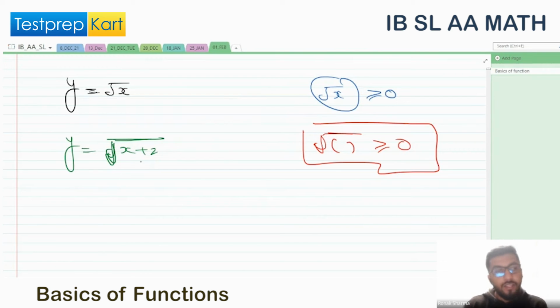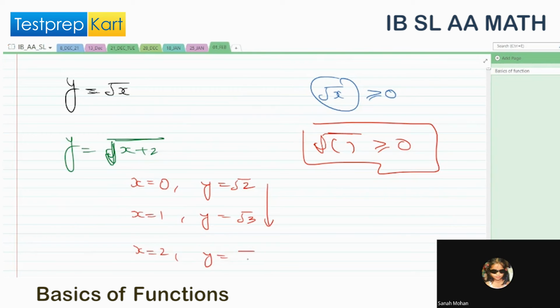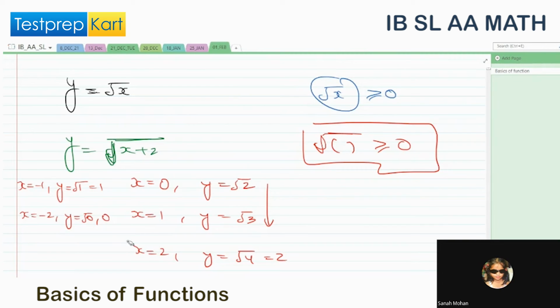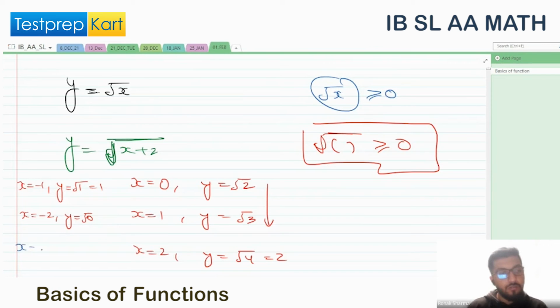Try to imagine that if I put x equal to 0, this will be root 2. If I put x equal to 1, y will be root 3. So my y keeps increasing. If I put x equal to, let's say, minus 1, y will be root 1, that is 1. If I put x equal to minus 2, y will be root 0, that is 0. And if I put a value that is less than minus 2, then will it create a problem? Because then I'm having a negative value inside. So this is not in the domain. So you can see that the minimum y is 0 and then it keeps increasing.